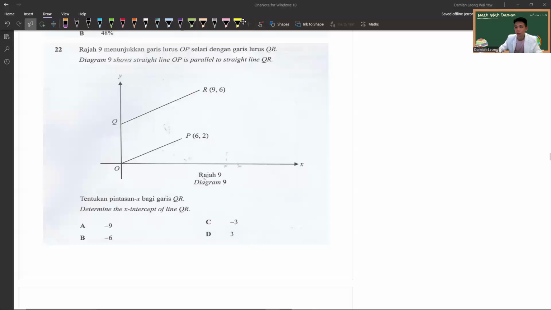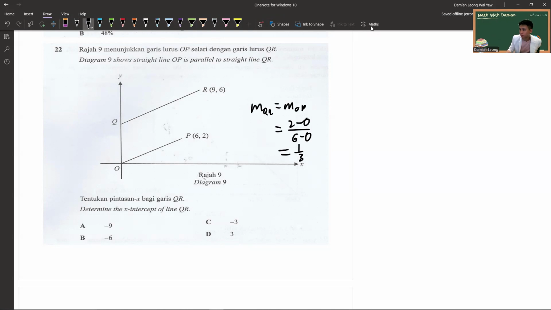Question 22. So here, determine the x-intercept of line QR given that OP is parallel to QR. OP parallel to QR means they have the same gradient. So I find the gradient of QR, which is the same as the gradient of OP. O here means 0, 0. So it's 2 minus 0 over 6 minus 0. Y2 minus Y1 over X2 minus X1. So 1 over 3.